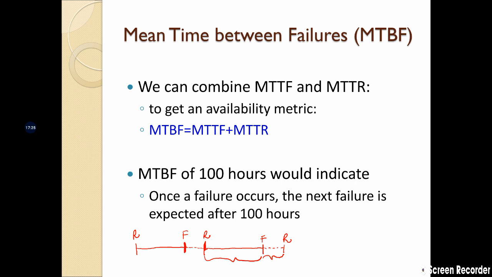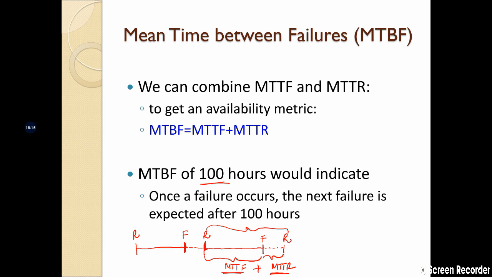So if you calculate the mean, so basically this is MTTF, mean time to failure, and this is MTTR. So if you combine these two together, that is basically the time which tells you that the next failure can be expected after this mean time. So the mean time between failures, MTBF, is a combination of this plus this. Suppose you have an MTBF of 100 hours, what this will indicate is that once the failure has occurred, the next failure is expected after 100 hours. So that is basically what MTBF gives you.